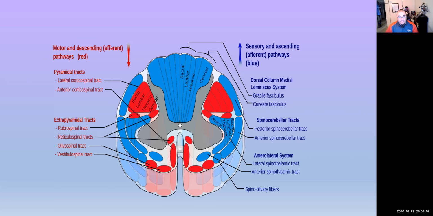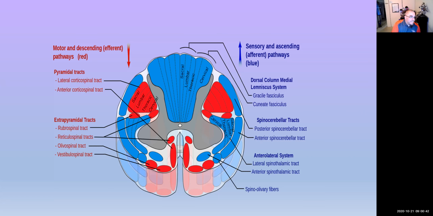The next thing I was going to say is the tracts are labeled for where they start and where they end. So if it is a cortico-spinal tract, it starts at the cortical portion of the brain and goes to the spine. If it is a spinothalamic tract, it goes from the spine and goes to the thalamus. Does that make sense? That's kind of how they're labeled.